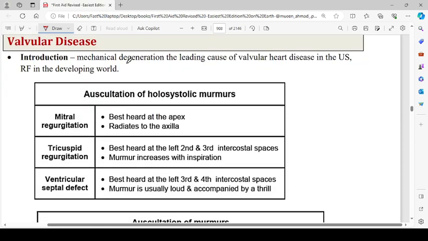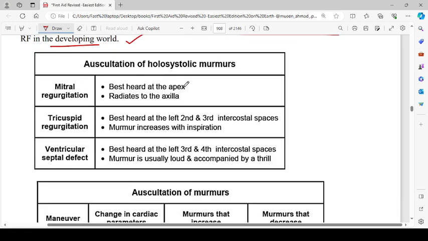Valvular disease introduction. For the valvular diseases, mechanical degeneration is the leading cause of valvular heart diseases in the US. Rheumatic fever is the cause in the developing world. Because rheumatic fever is not very common in the United States, in the US the most common cause of valvular diseases is myxomatous degeneration of the valves, auscultation of holosystolic murmur: mitral regurgitation, tricuspid regurgitation, and VSDs.